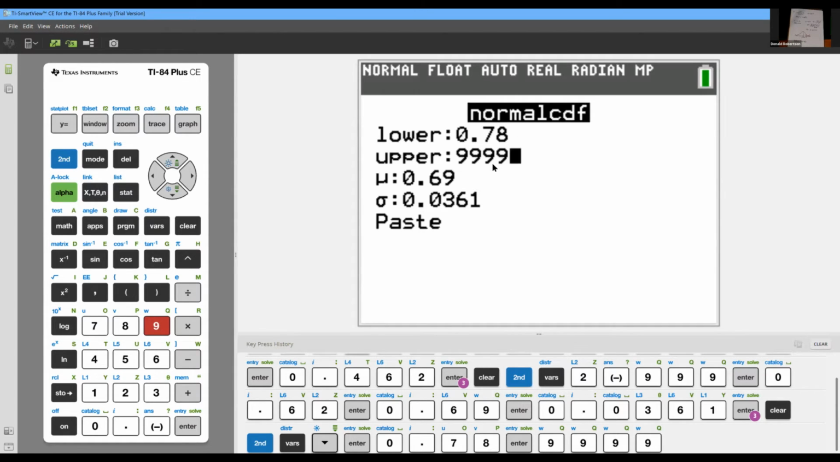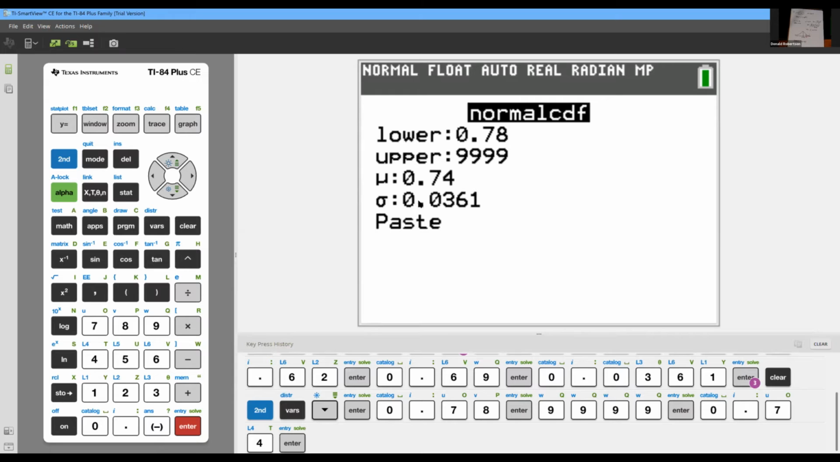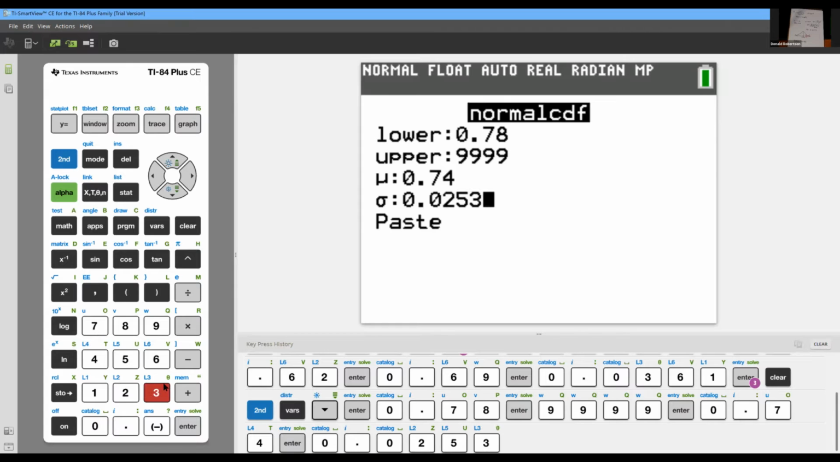Now, suppose it was 0.78 or less, a different question. Wouldn't the lower number be negative 9999, and wouldn't the upper one be 0.78? So it's either one or the other, depending on the story. Now, what they're calling the mean is the population number, which is 0.74. And what they call sigma, the standard deviation, we call it standard error, but it's the same thing, is 0.0253. We already had that.